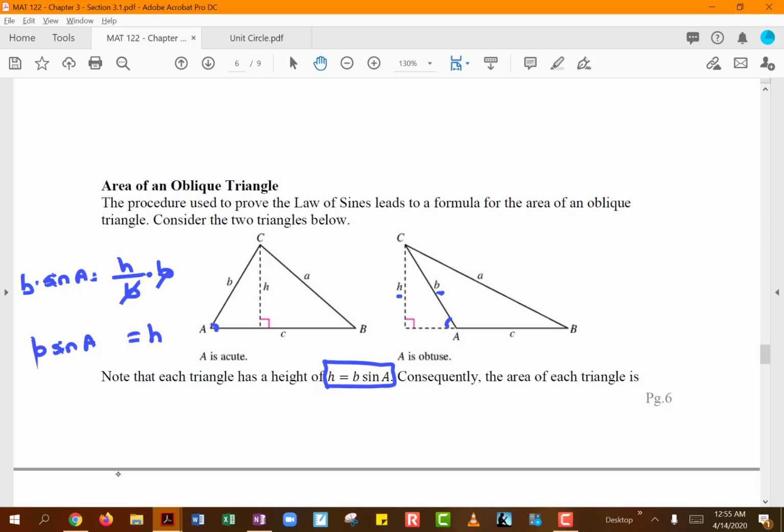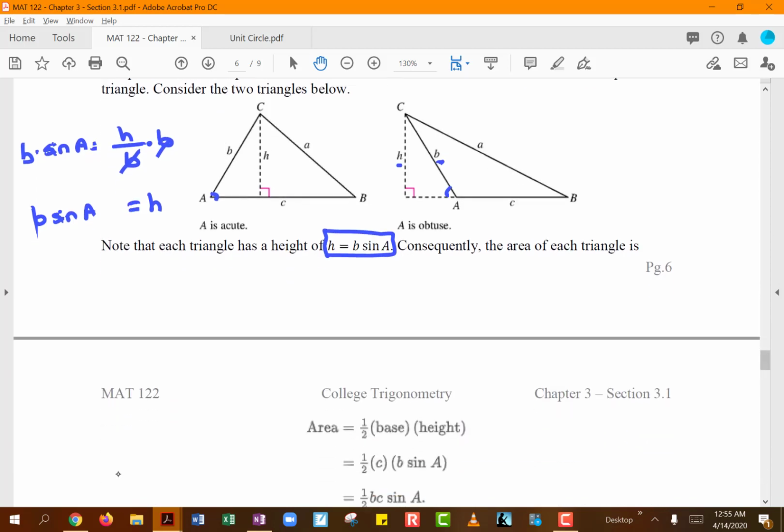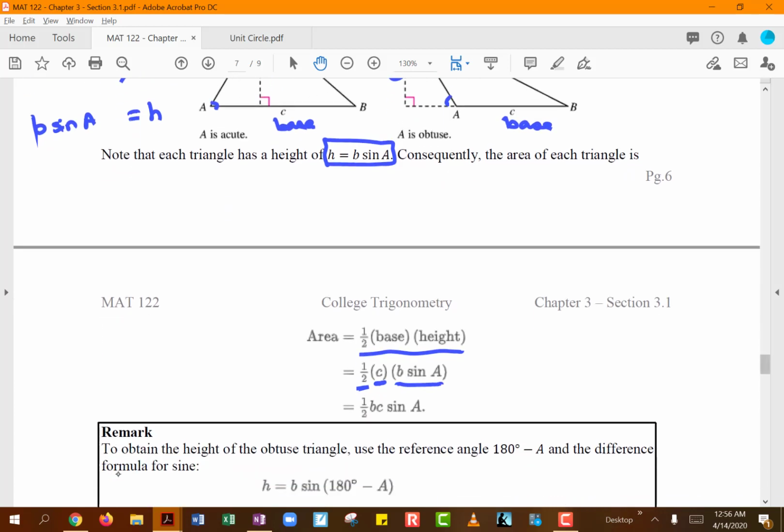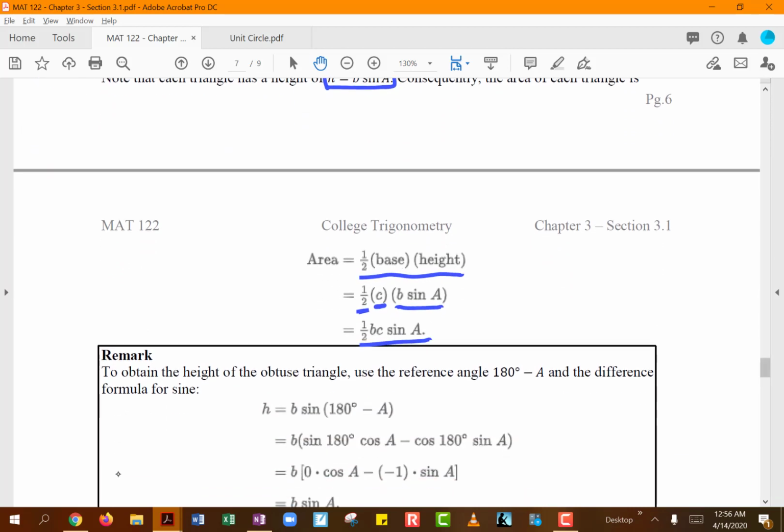So when we're talking about the area of a triangle, remember area of a triangle is always 1/2 base times height. So if you look at both these triangles, our base is going to be side C, right? So you've got that 1/2. For the base, we are using side C. And then for the height, we are talking about this distance H as our height. And H, of course, equals B times sine of A. So when you multiply this, you get 1/2 BC sine A.